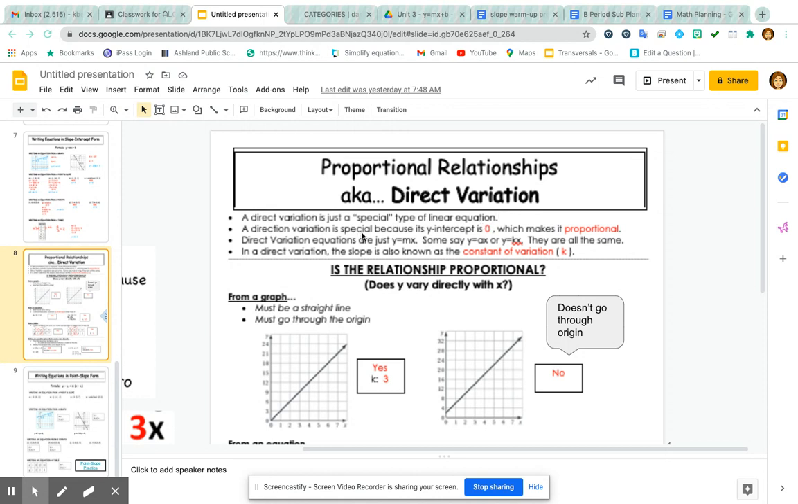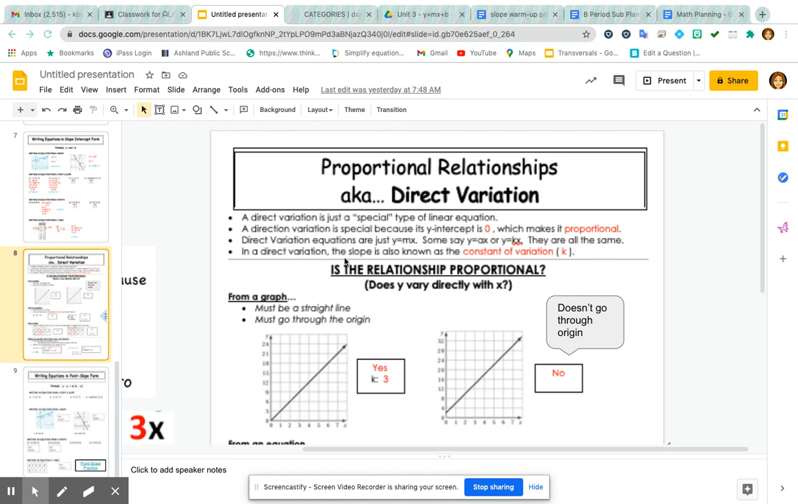And so a direct variation is special because its y-intercept is 0, which makes it proportional. Direct variation equations are just in the form of y equals mx. There's no b. The b has to be 0. Some say that instead of using y equals mx, you'll see in some books y equals ax. Last year, you may have said y equals kx. They all mean exactly the same thing.